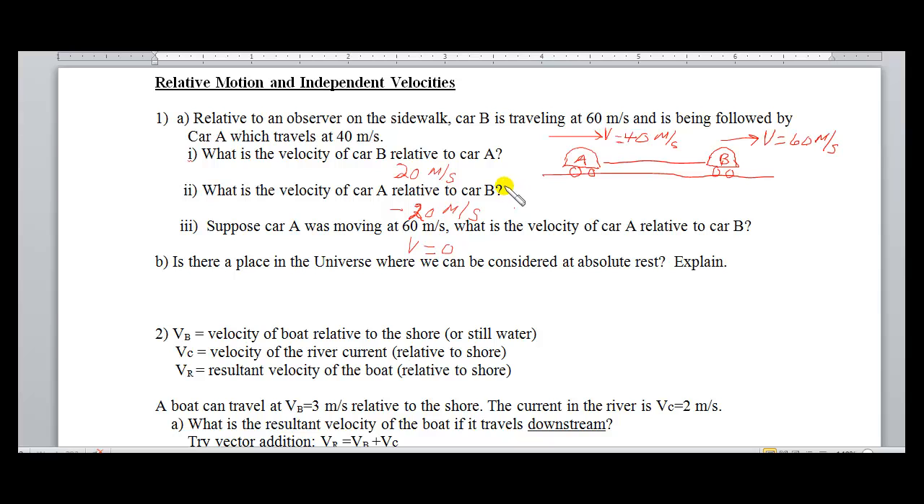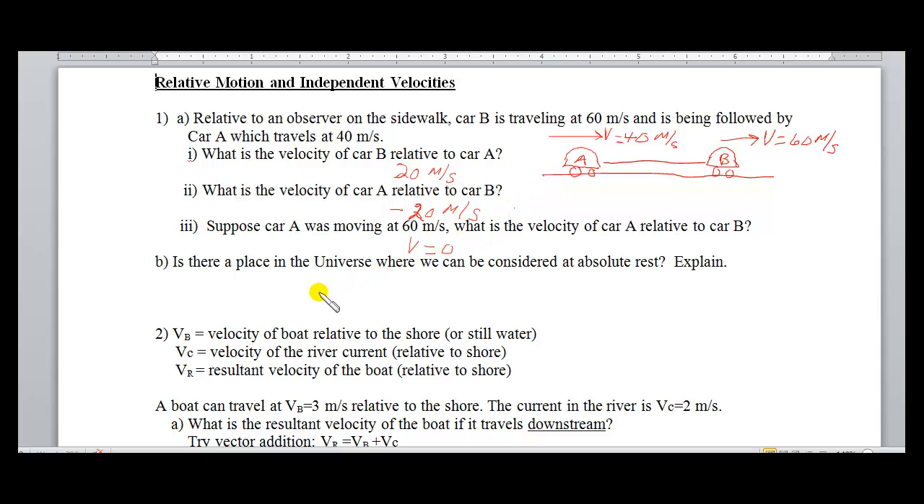So you can see that motion is indeed relative. That is, whether you're going at zero velocity or 40 meters per second or 20 meters per second, it depends upon your frame of reference. So that's what we mean by motion is relative.